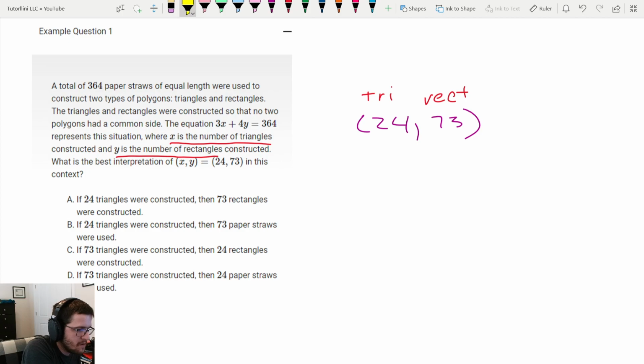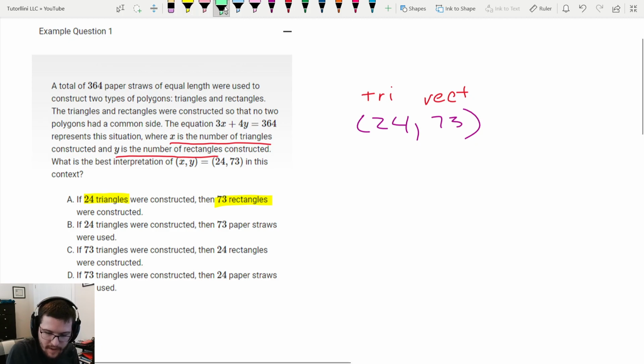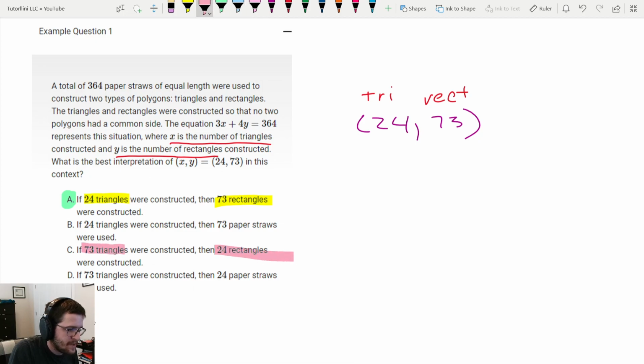And it looks like the only thing that mentions that is A. So I think that is the answer, yeah. You see everything else, they either don't mention triangles and rectangles, or they mix up the numbers. Like these ones at the bottom, you see they put 73 triangles and 24 rectangles. These ones with paper straws isn't either of the variables, so those are kind of wrong right off the bat. And then this one mixed up the numbers, so that one's wrong because of that.